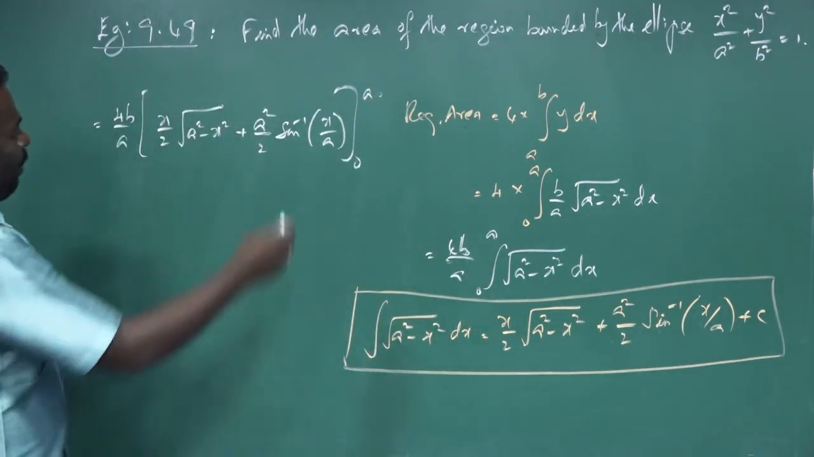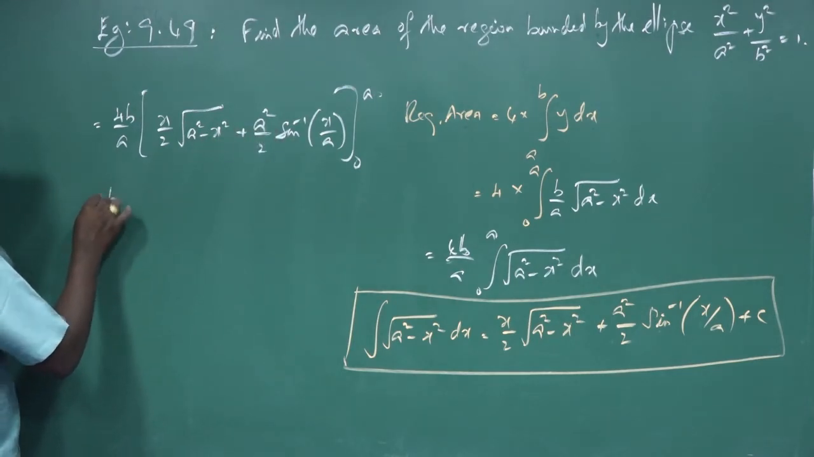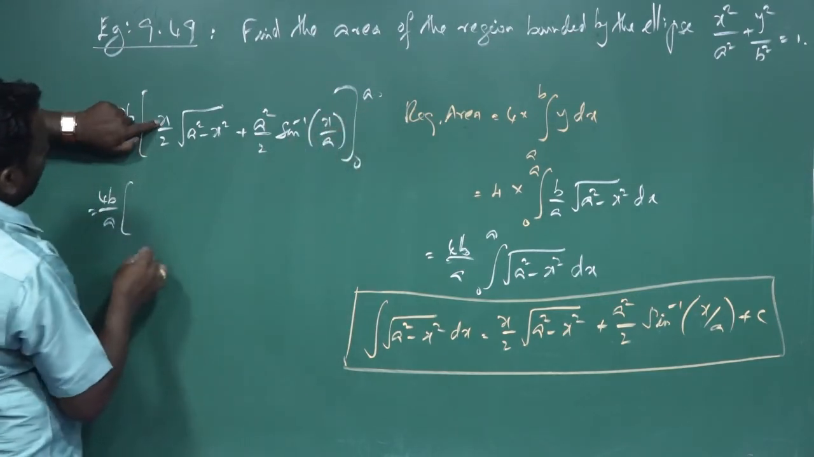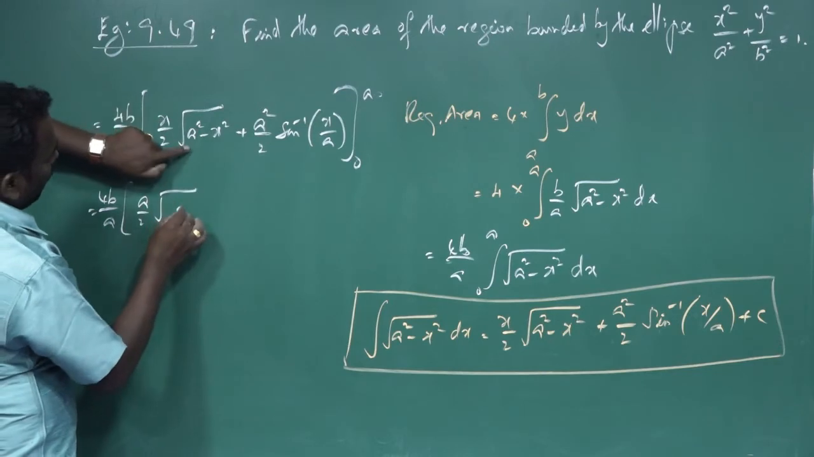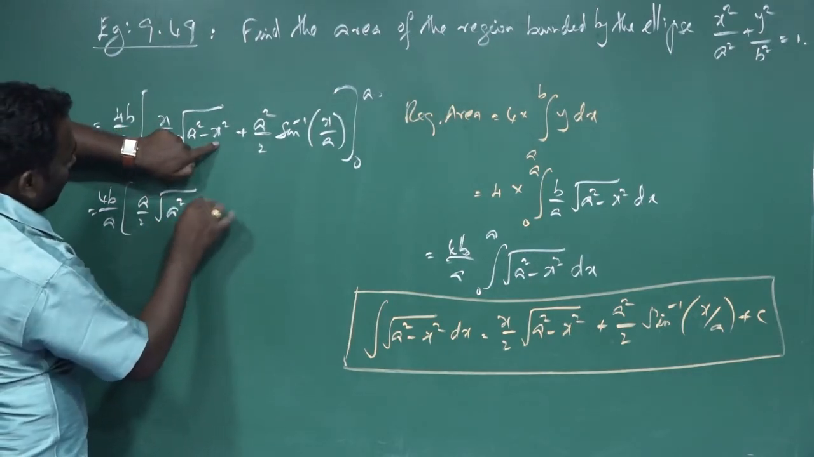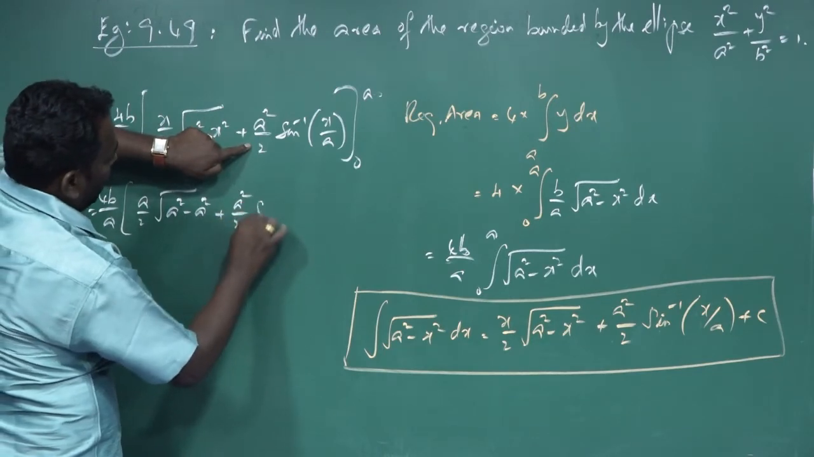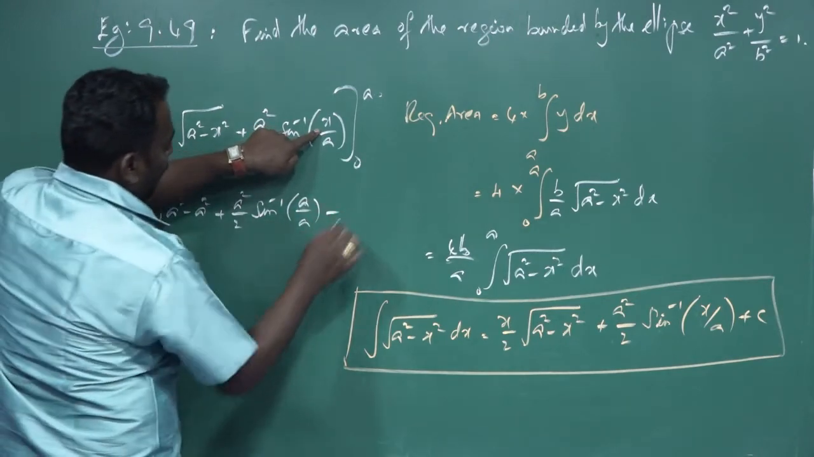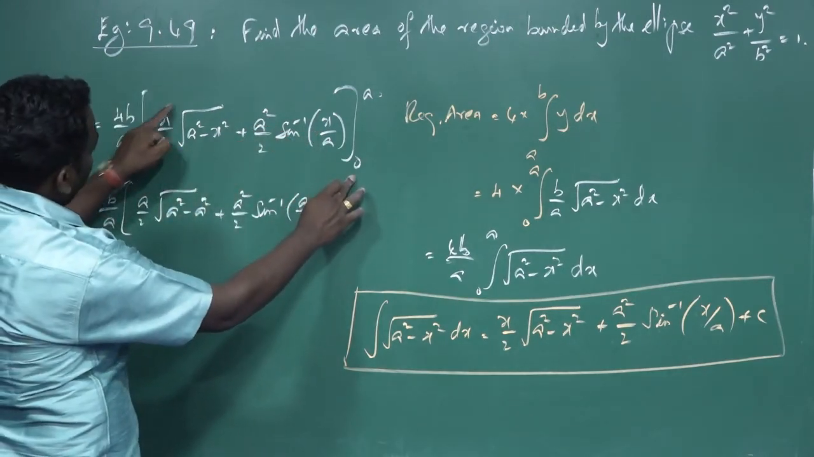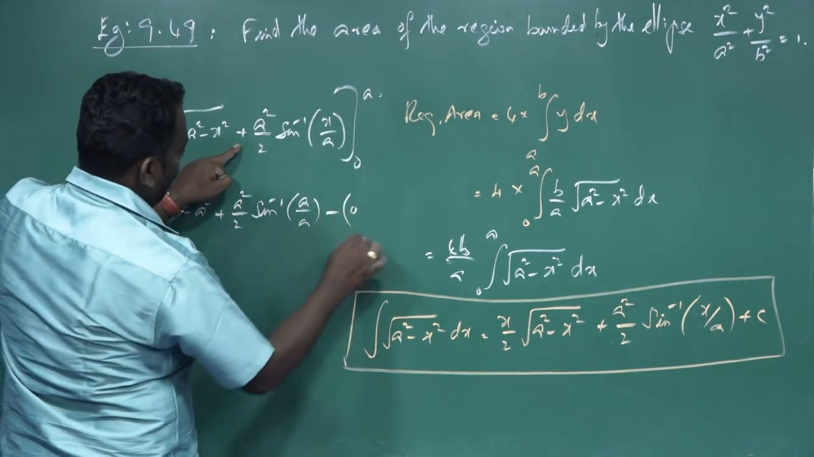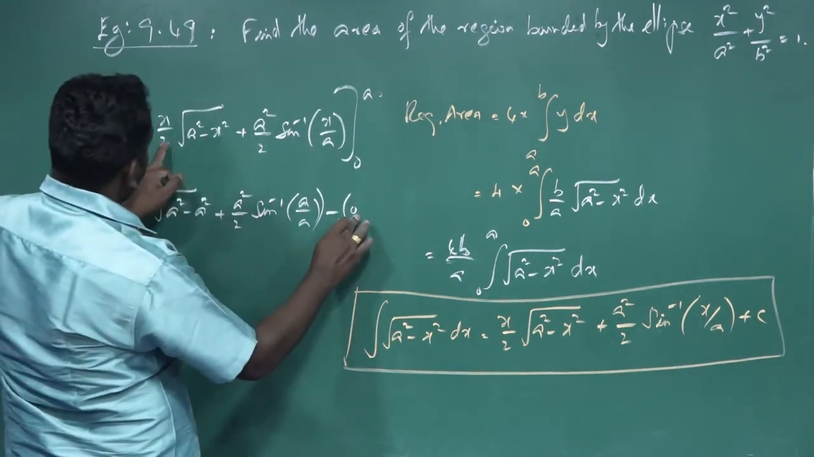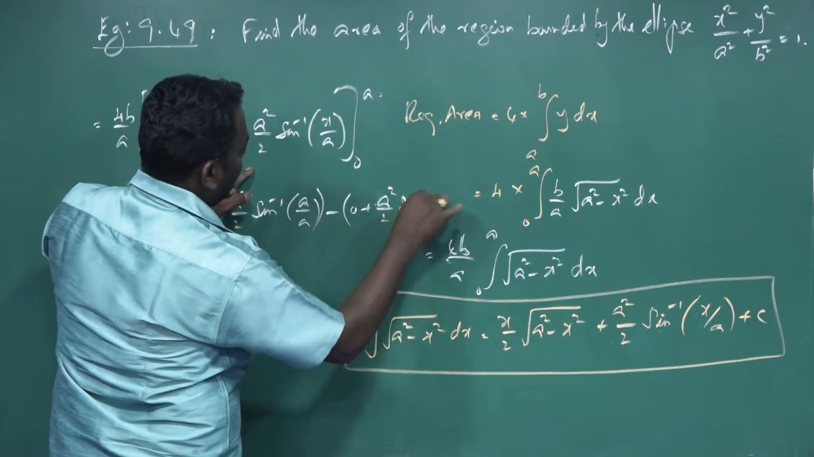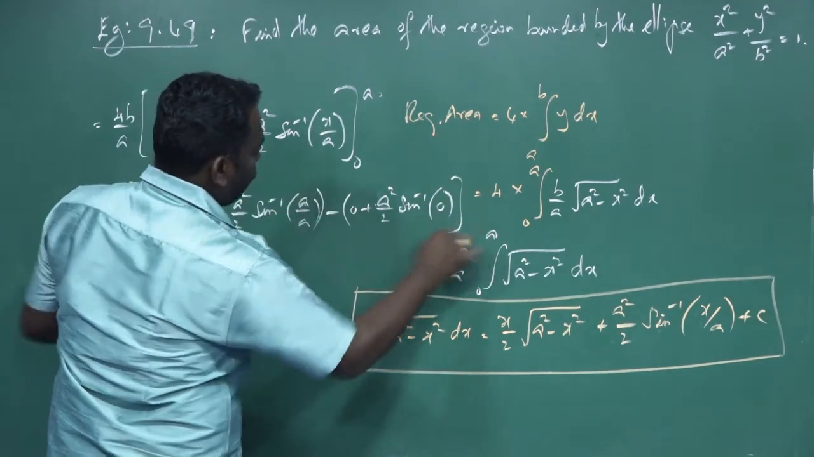Now we apply the upper and lower limit values. That is equal to 4b by a, within the bracket, put the upper limit x equal to a: a by 2 the square root of a square minus a square plus a square by 2 into sin inverse of a by a, minus the lower limit 0. Zero multiplied with any term becomes 0, so the first term is 0, plus a square by 2 into sin inverse of 0 by a, which is 0.